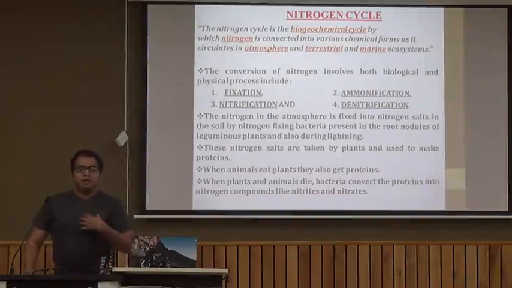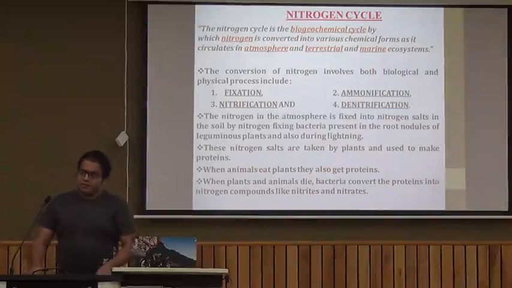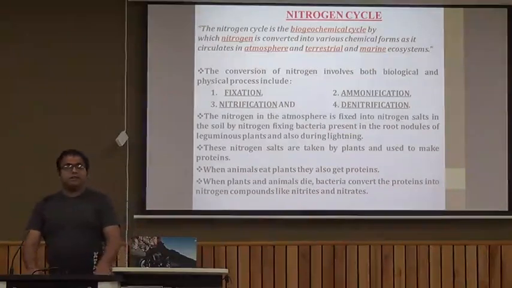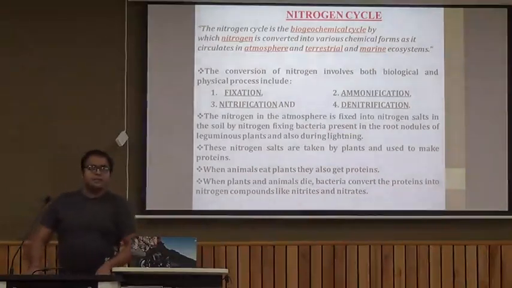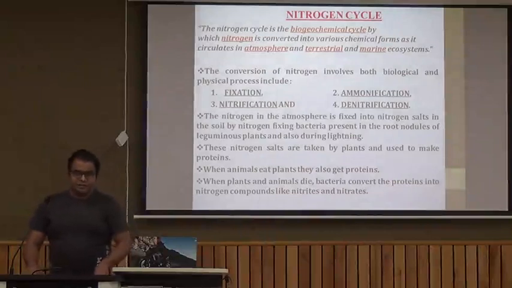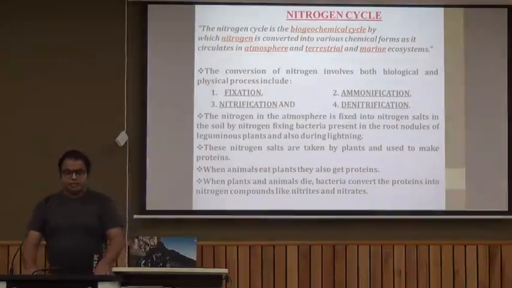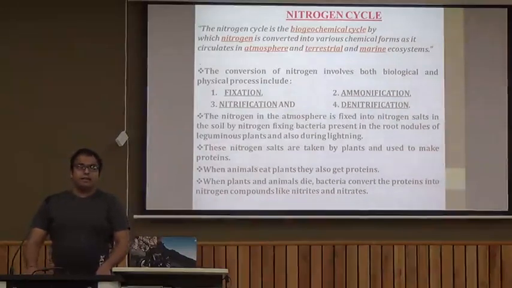Like in our own body, nitrogen is fixed in form of nucleic acids, in form of proteins and many other components. Now the conversion of nitrogen involves various biological and physical processes, and some of these processes are fixation, ammonification, nitrification and denitrification. The nitrogen in the atmosphere is fixed into nitrogen salts in the soil by various nitrogen fixing bacteria present in root nodules of leguminous plants and also during lightning.